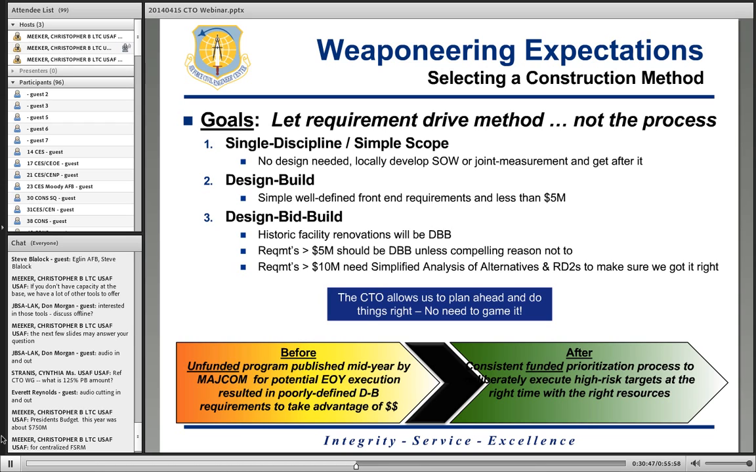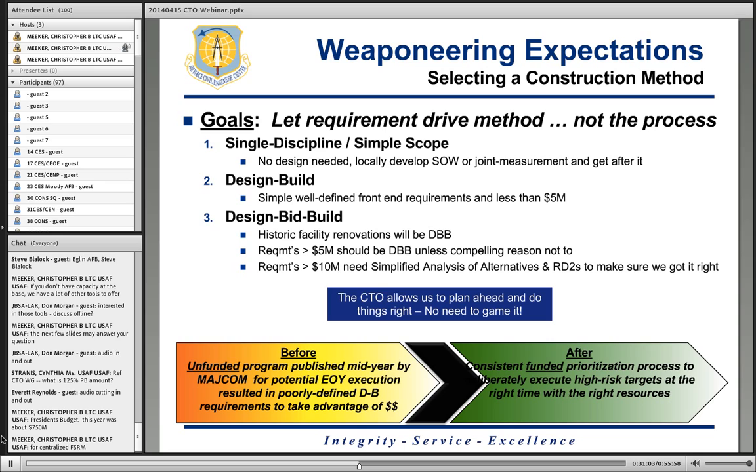Also, requirements greater than $5 million. We want those to be design, bid, build unless there's a compelling reason not to. Obviously I'm talking more about facility renovation type stuff, but if you have a reason why you don't need to go design, bid, build, then let us know. But that's kind of how we're going to lay it in.